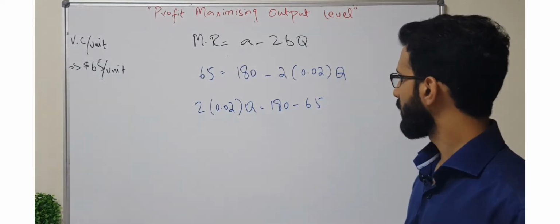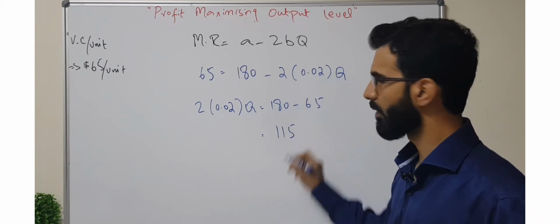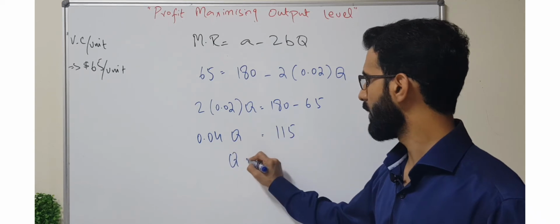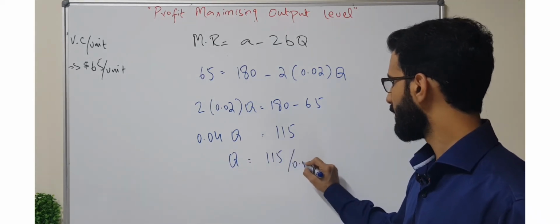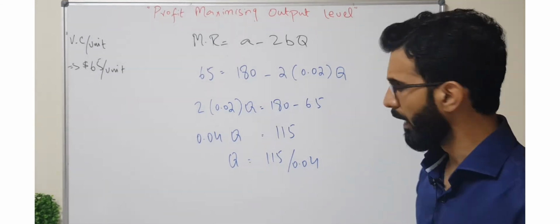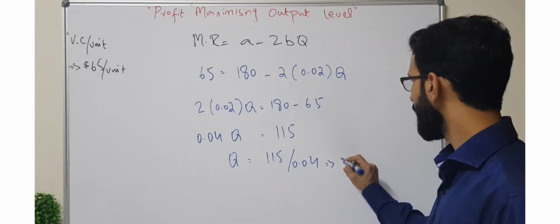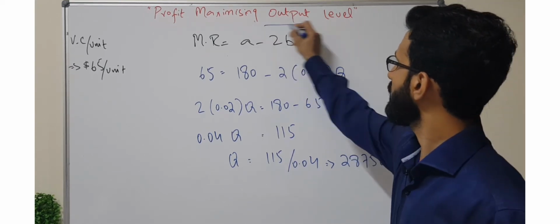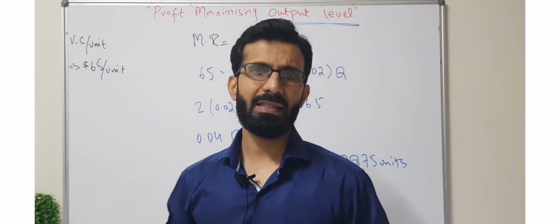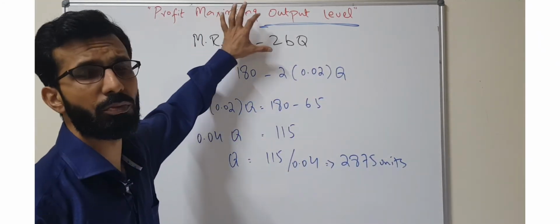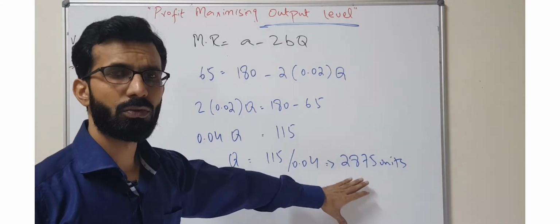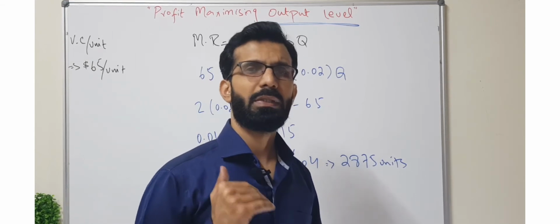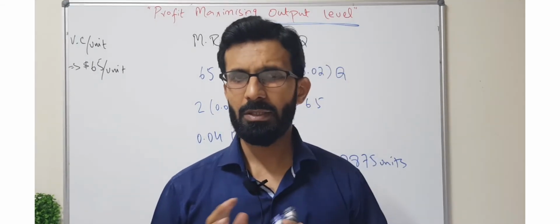Now when we sort this calculation out, we have 115 on this side of the equation and 0.04 Q on the other side of the equation. So when we solve this, we will be able to determine our optimal quantity, which turns out to be 2875 units. So what does it mean? It means that our profit will be maximized if we are able to produce and sell a quantity of 2875 units.